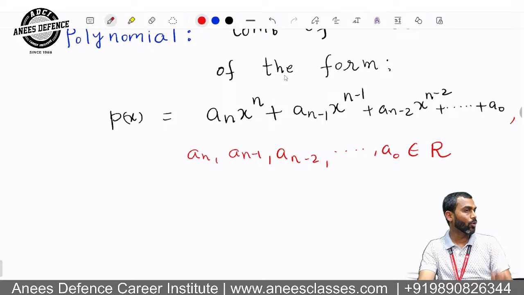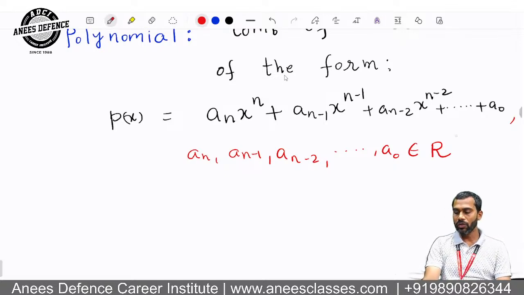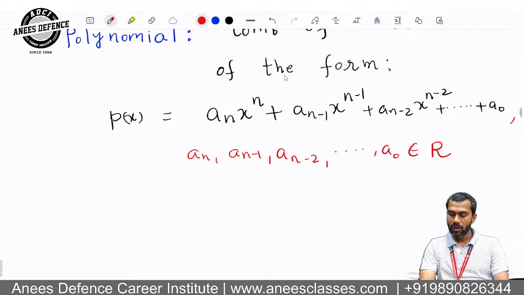Although complex polynomial can be there, where constants would be complex numbers. Yes or no? And the rest of the conditions would be the same. Degree, power, everything. Okay. Now this is the condition: a n, a n minus 1, a n minus 2 till a naught belongs to R, that is real numbers.